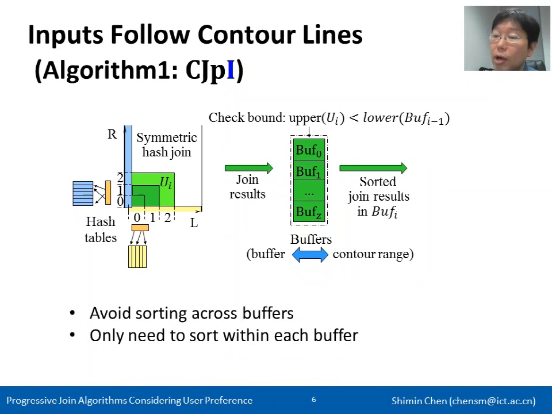In this way, we avoid sorting across buffers because the buffers are already ordered according to user preference. We only need to sort the results within a buffer. We can output the results in the buffer if the lowest preference score of the buffer is greater than the highest preference score of results in the current iteration of the symmetric hash join.